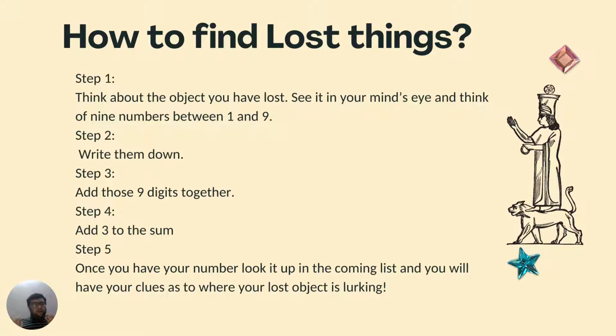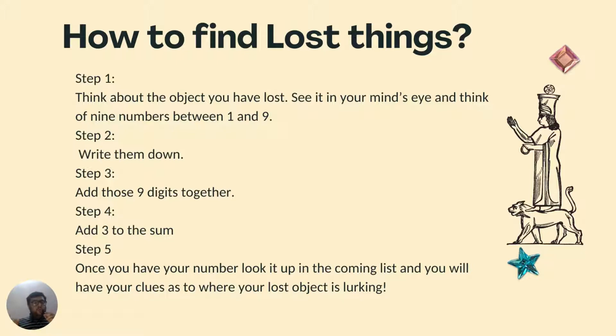Now you have to write those digits on a piece of paper, and then you have to add all those 9 digits. Like let's say the number is 111111111, 9 times 1. Repetition is allowed in this process. You can repeat any number of times. So 9 times 1 is 9. Now you have to add 3 to the sum. You get 12. So the sum is 12.